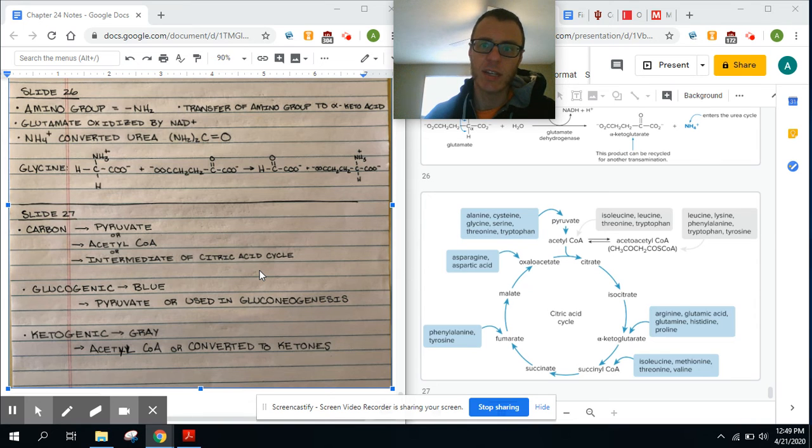But the idea is that it depends on what amino acid you have in your system, what it's going to do. All right. Will it take part in gluconeogenesis or turn into pyruvate? Maybe, depends on what it is. Or is it going to dump into becoming acetyl-CoA or converted to ketone? So there we have the metabolism of carbohydrates, of triacylglycerols, and protein.